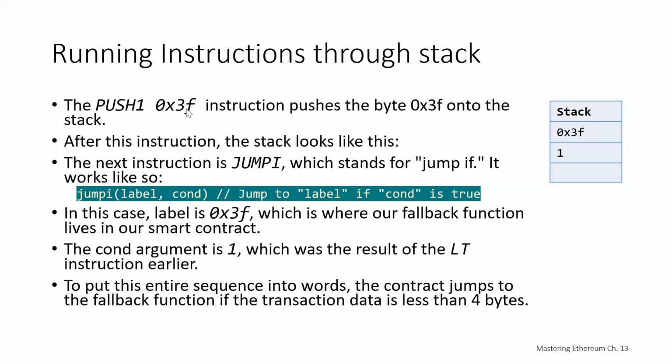The push 1 with hexadecimal number 0x3f is then just going to put the hex value of 3f onto the stack. And after this instruction, the stack looks like this. We've got hexadecimal number 0x3f and 1. Remember, 0x3f is going to be 3 times 16 plus the numeric value of f, which is 15. So that's actually the equivalent of 63.